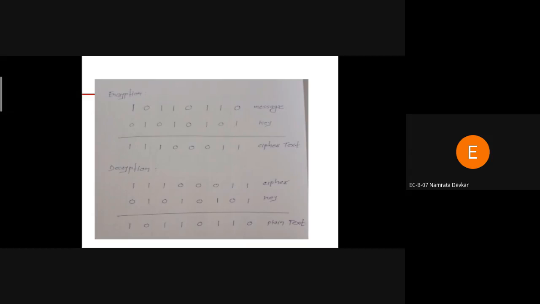Okay, so first we have to do the encryption. So how can we do the encryption? In order to do the encryption we use the XOR operation. So can anyone tell what the truth table for the XOR operation is? Here we take binary numbers.